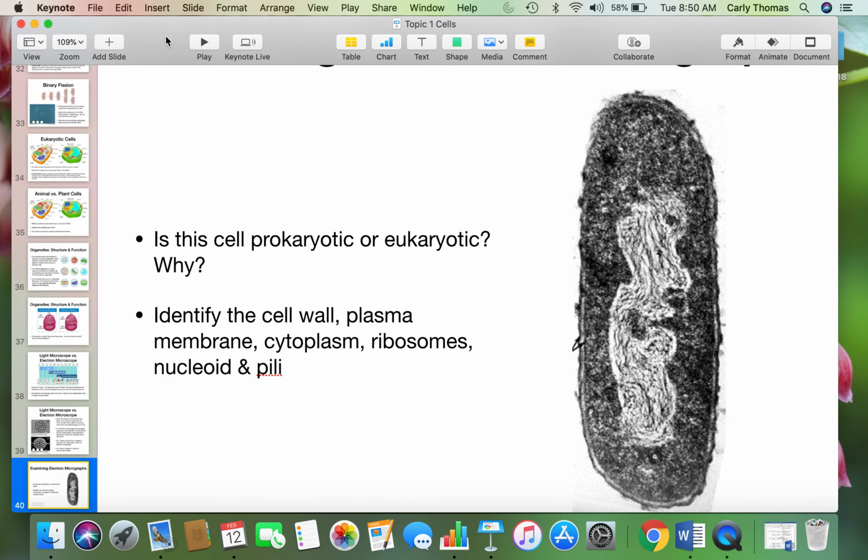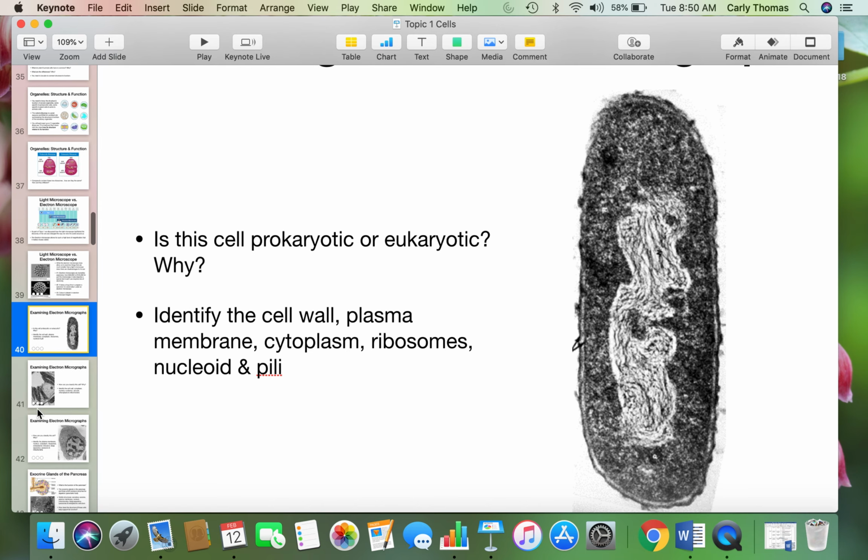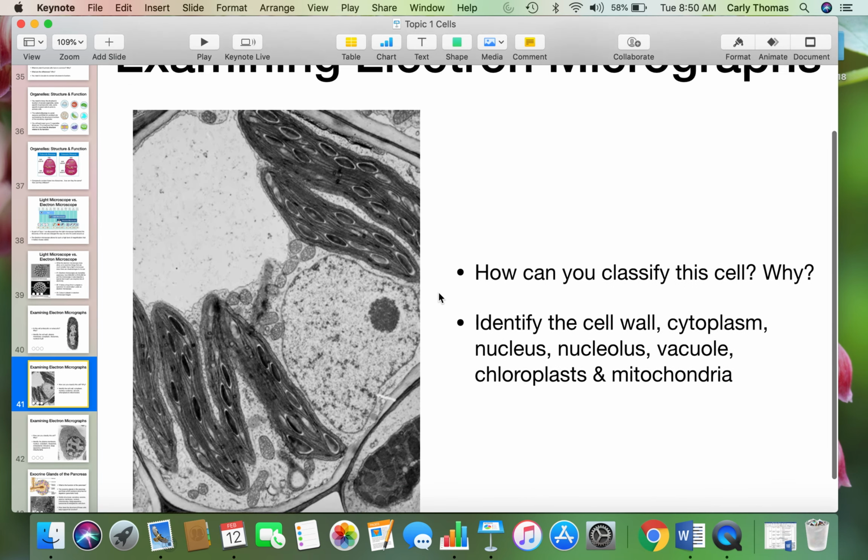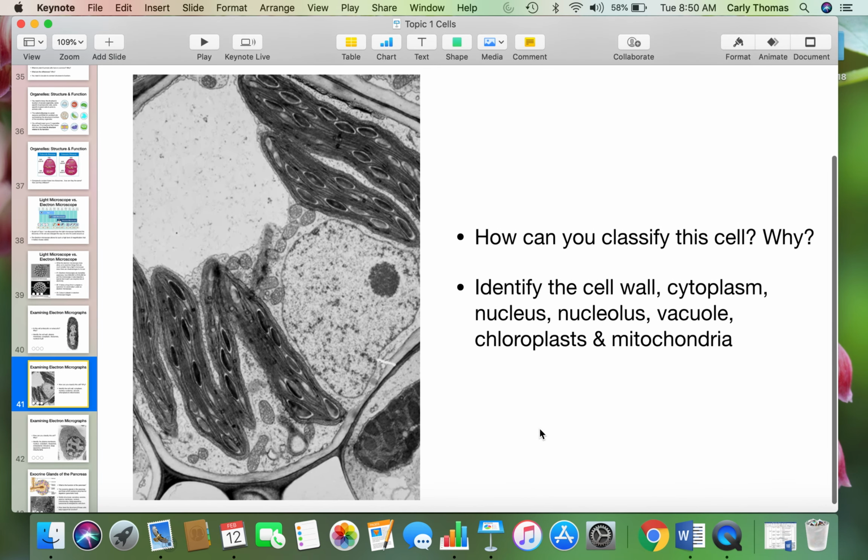Okay. So we're going to do a few of these to practice together. Okay, here's another cell. Is this a prokaryote or a eukaryote, and what do you know about it and why? Well, this is definitely a eukaryote because the nucleus has a membrane around it, and it is a plant cell because I have chloroplasts here. So identify the cell wall, cytoplasm, nucleus, nucleolus, vacuole, chloroplast, and mitochondria.